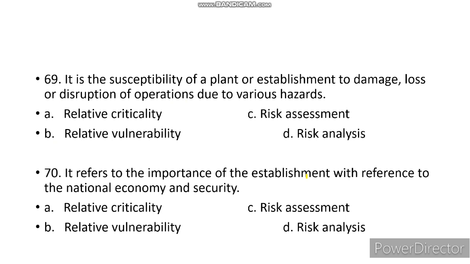69. It is a susceptibility of plant or establishment to damage, loss, or disruption of operations due to various hazards. B, relative vulnerability. 70, it refers to the importance of the establishment with reference to the national economy and security. That's relative criticality.